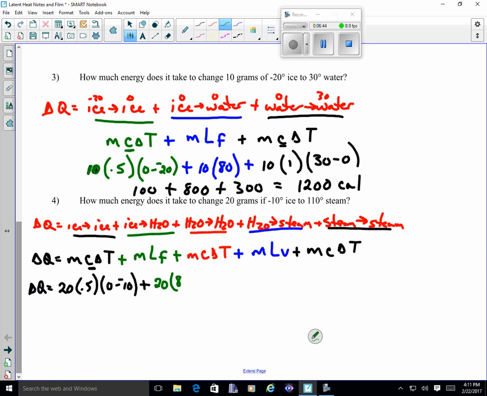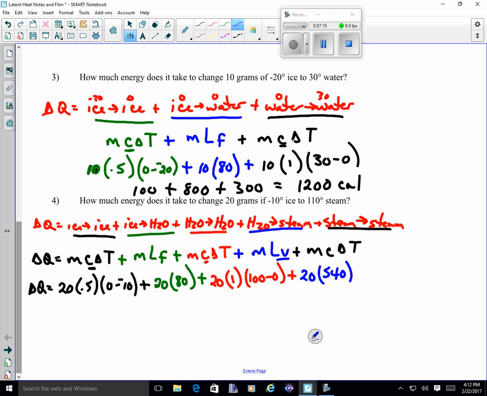You come over here and do the one where you're changing the temperature of the water. So I got 20 grams. Once again, the specific heat of water is 1. The final temperature was 100. The initial temperature was 0. We went from freezing water all the way up to boiling water. Then I got to take it and change the phase of it. Well, 20 grams. The latent heat of vaporization, once again, was 540. We got that from the first problem we did today.